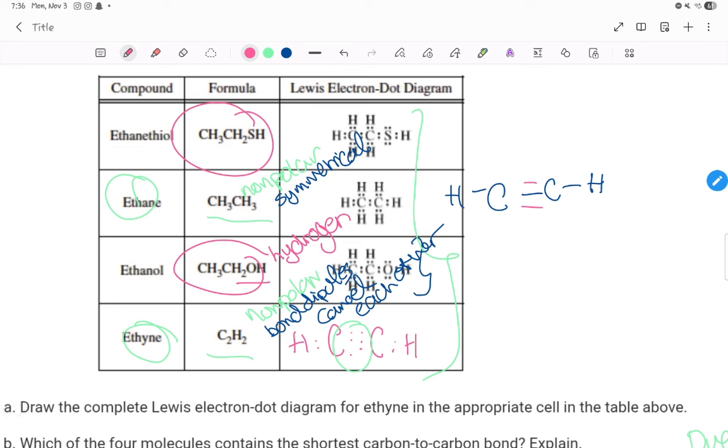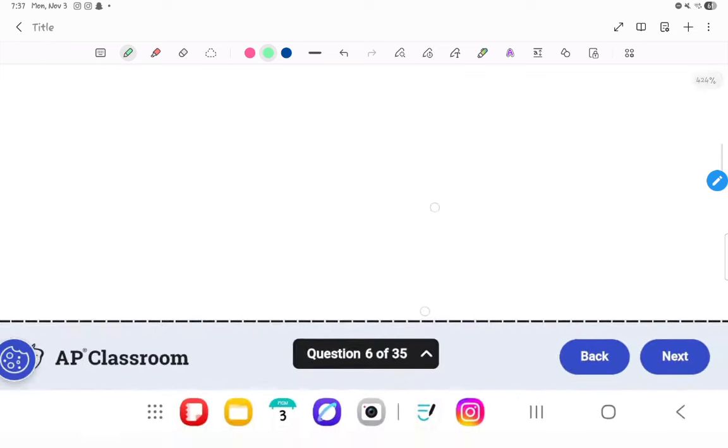Now here, it's asymmetrical, so for sure it's going to have a dipole. Now, why is ethanol soluble in water, whereas ethanethiol, I can't say it, is insoluble in water? First of all, we said ethanol forms strong hydrogen bonds with water, but this cannot form hydrogen bonds. The ability to form hydrogen bonds will increase the attraction between molecules of ethanol and molecules of water, making them more soluble in water.